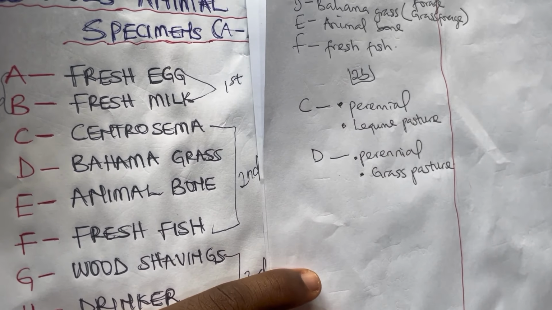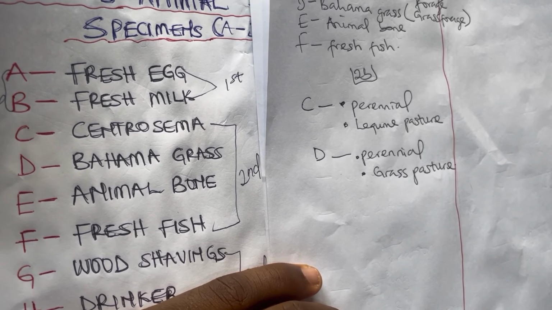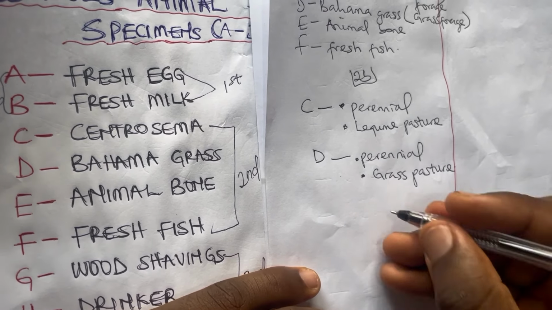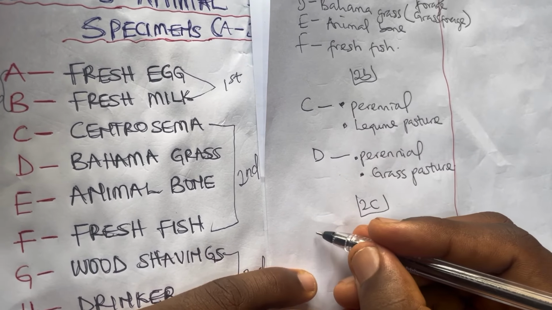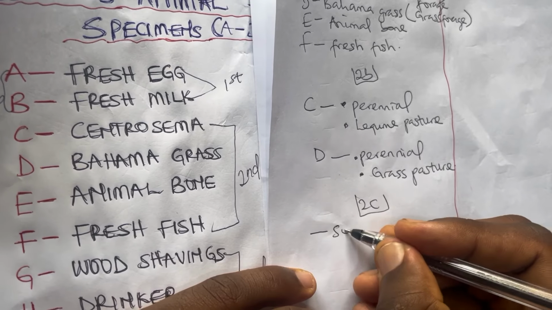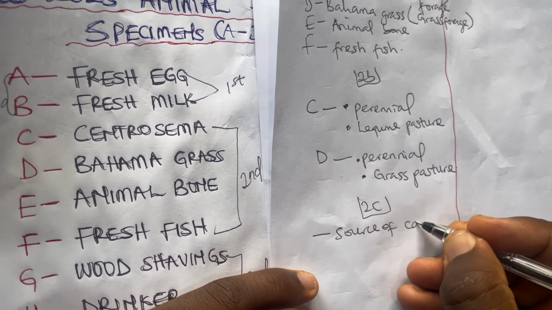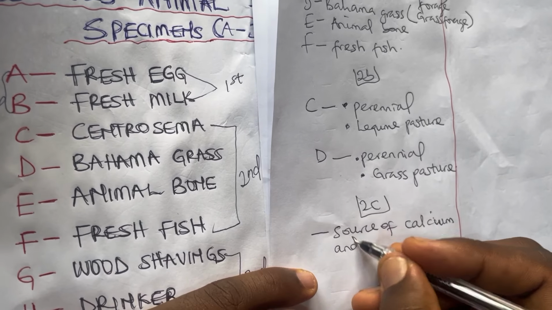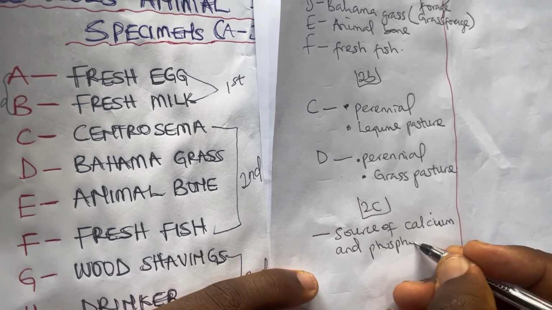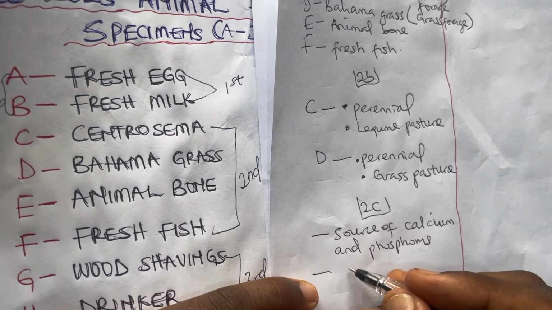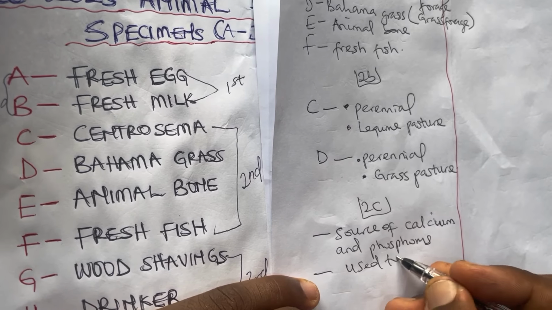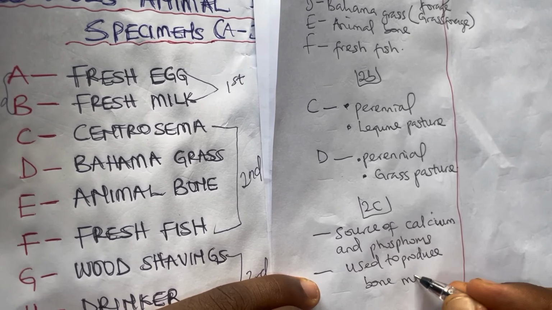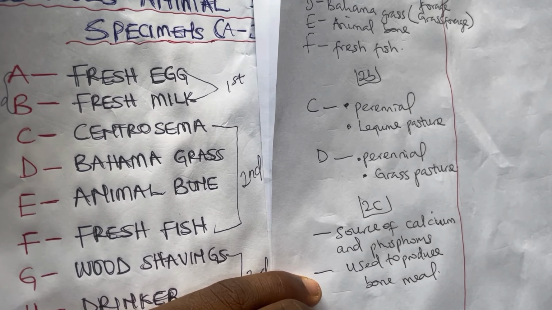Another question they can ask you is to state two functions of specimen E in livestock nutrition. I will give you that to C. What are the two functions? One is that it's a source of calcium and phosphorus. And another one is that it is used to produce bone meal.